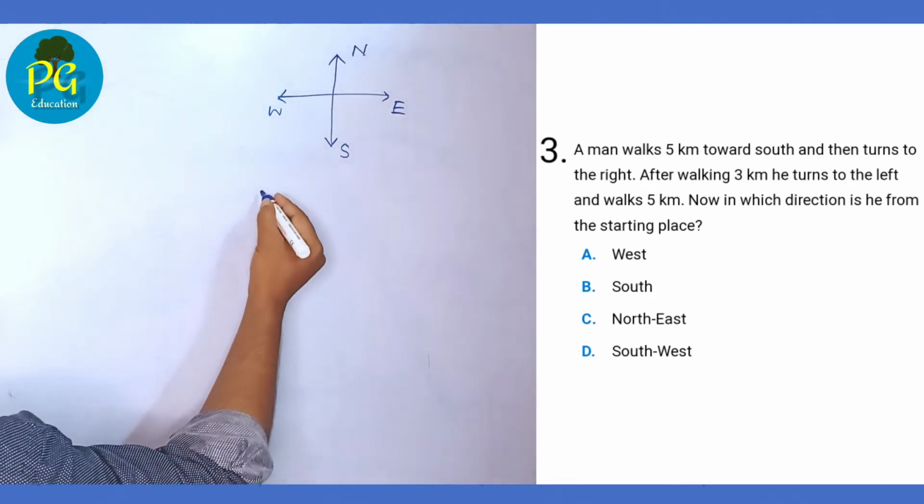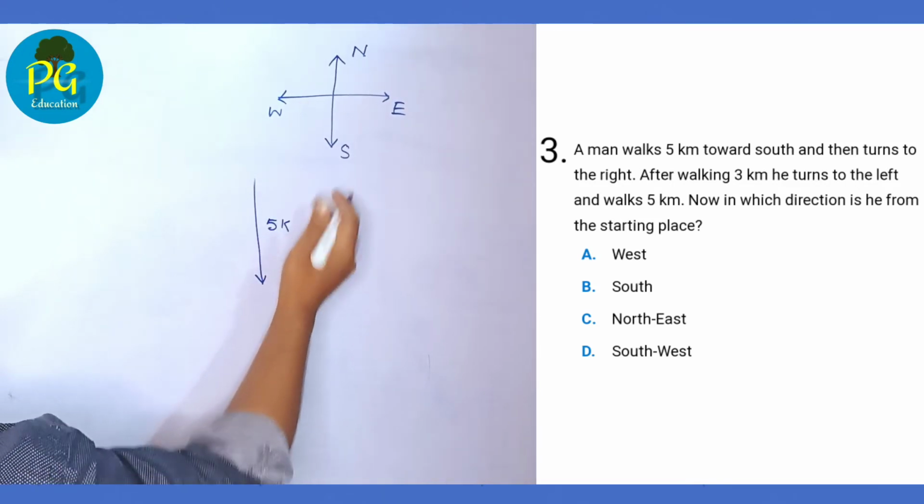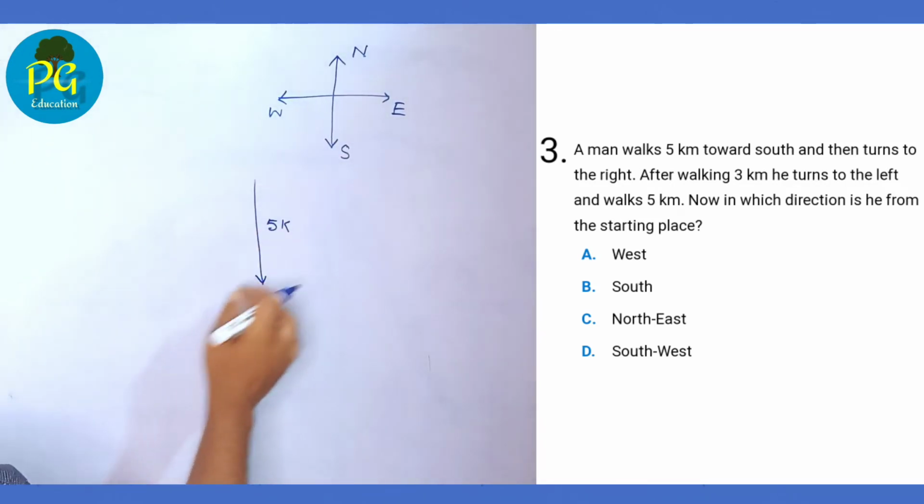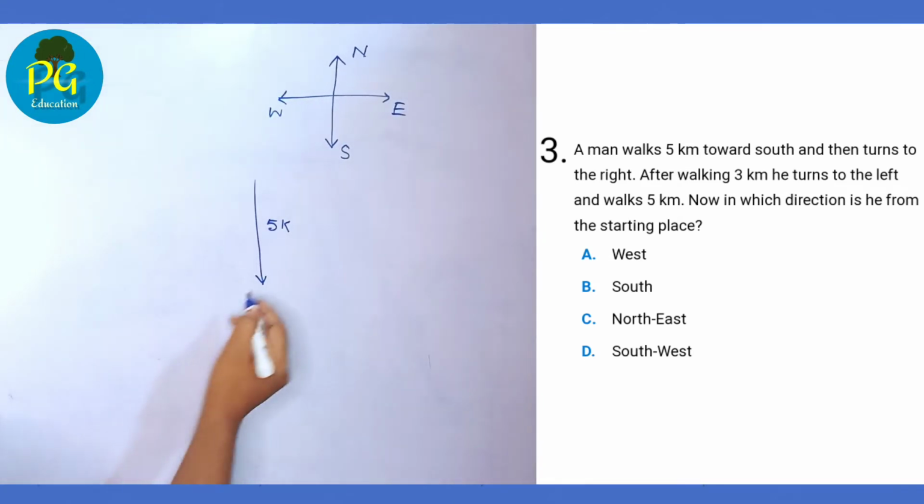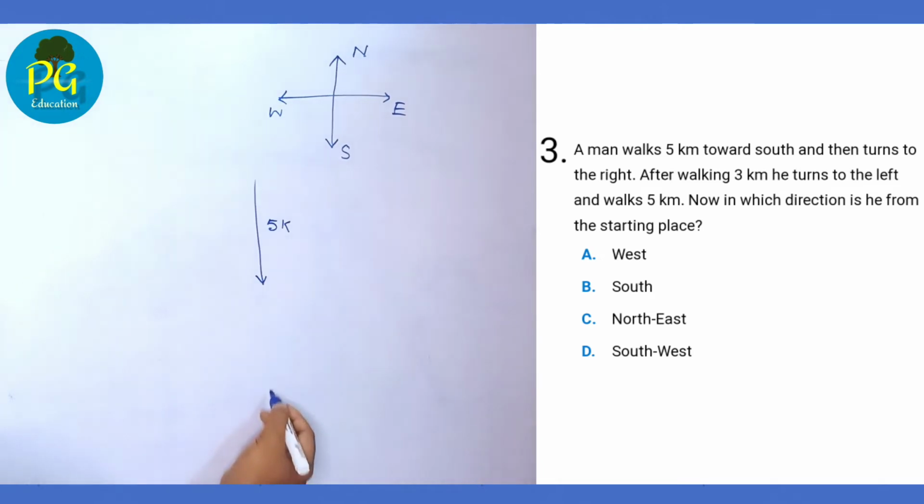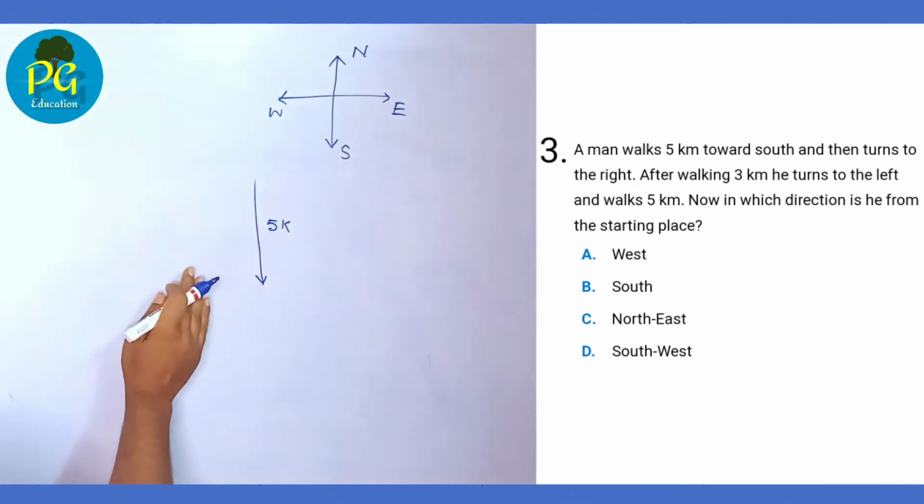A man walks 5 km towards south. This is the south direction. Then he turned to his left. If he is facing towards south, then this is the left hand side of the man and this is the right hand side of the man.